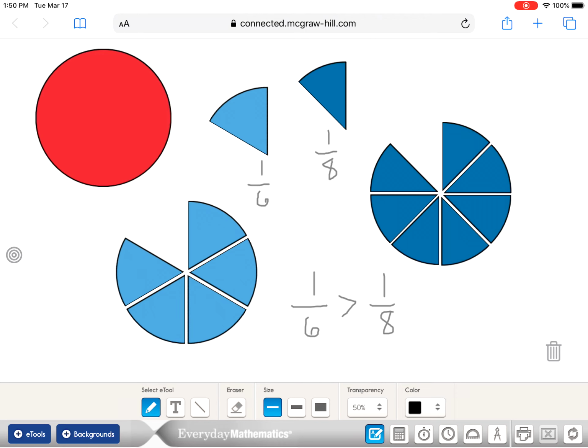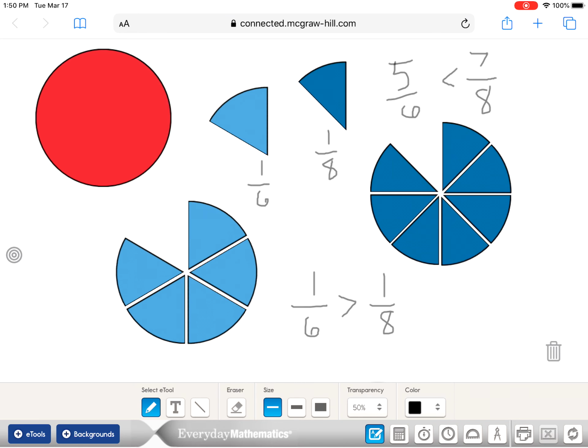Great. I can also write another number sentence here. I can write 5/6, the amount that Lucas eats, is less than the amount that Mara eats, 7/8.